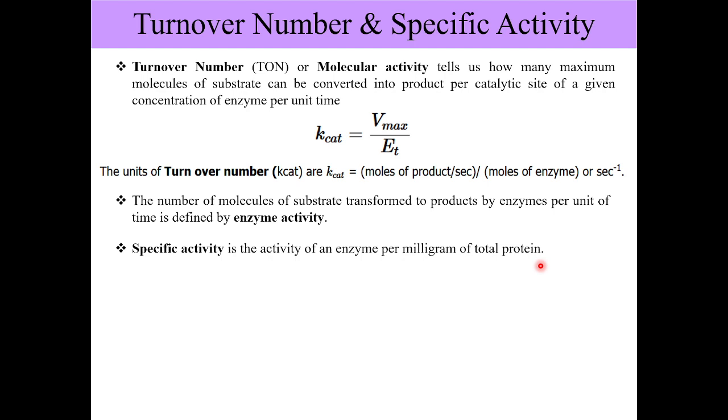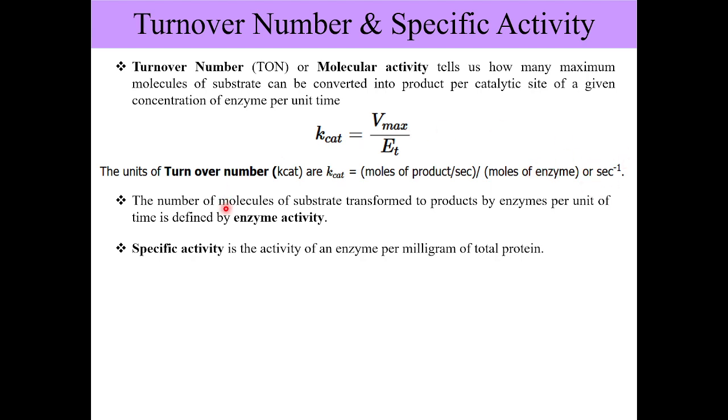So turnover number or molecular activity tells us the maximum number of molecules of substrate that can be converted into a product per catalytic site of a given concentration of enzyme per unit time. This is defined as Kcat equals Vmax by Et, where Et is total enzyme. The units of turnover number or Kcat are moles of product per second divided by moles of enzyme, so the moles cancel out and we are left with second inverse.